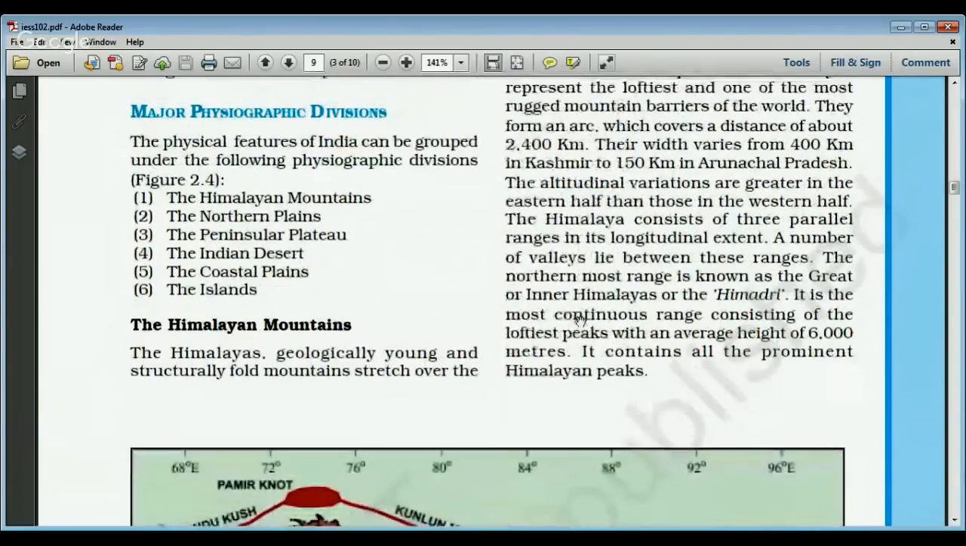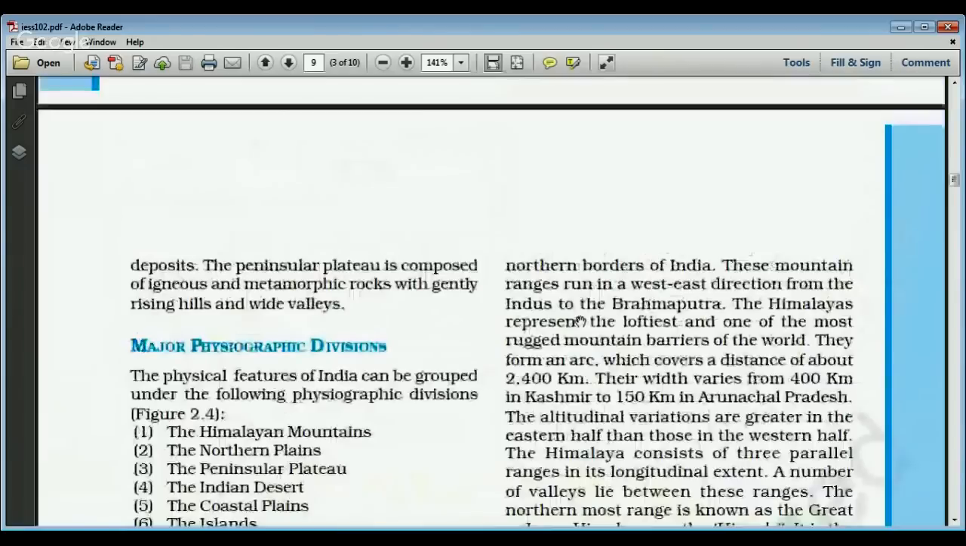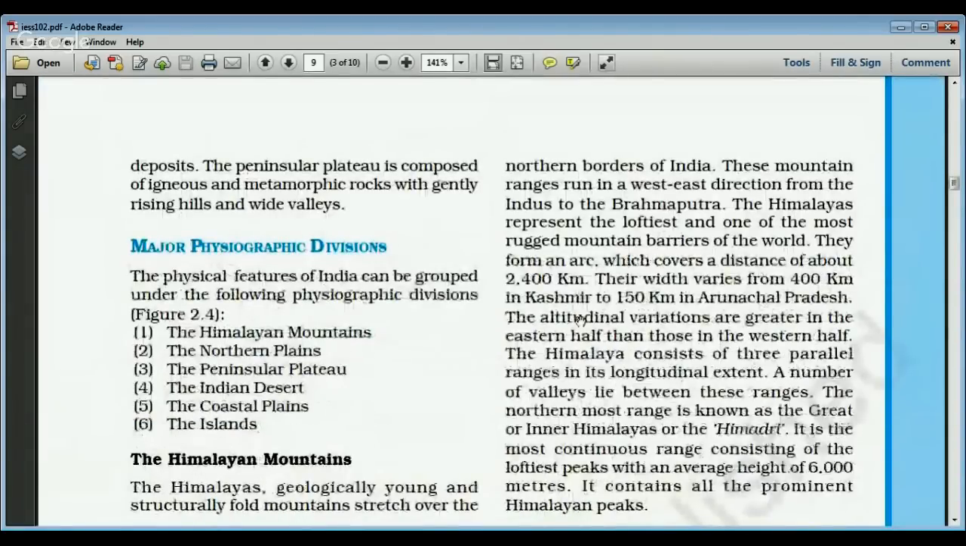They are geologically young and structurally fold mountains stretching over the northern borders of India, and these mountain ranges run in a west-east direction from the Indus in the west up to the Brahmaputra in the east. The Himalayas represent the loftiest and one of the most rugged mountain barriers of the world, and they form an arc which covers a distance of about 2,400 kilometers. Their width varies from 400 kilometers in Kashmir to 150 kilometers in Arunachal Pradesh.